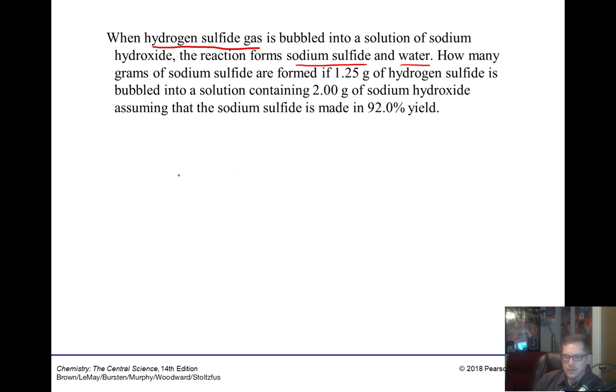All right, so first step always is to write out a balanced chemical equation. So hydrogen sulfide gas. We've got H and S. The charge on a hydrogen is +1, the charge on a sulfide is 2-, so we need 2 hydrogens for each one of those. So we've got H2S gas, which reacts with sodium hydroxide, NaOH. And it says it's bubbled into a solution, so that means it's aqueous. And it forms sodium sulfide and water.